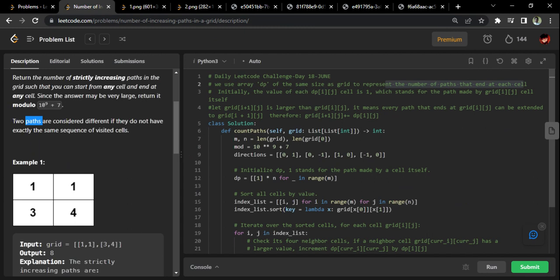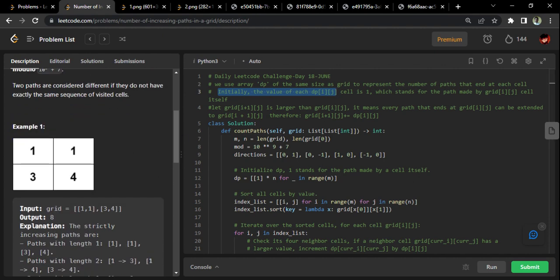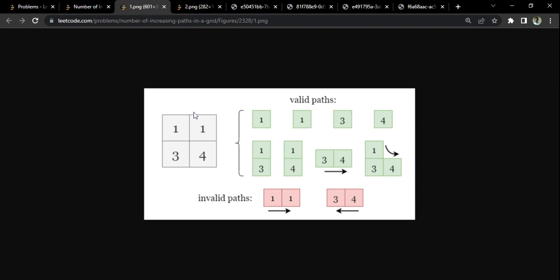So initially the value of each dp of i comma j, each element in this dp array, will be 1. Why? Because each element in itself is a path. That's why its value will start from 1. It stands for the path made by the grid of i comma j cell itself. I will just show you how it works. Here we are discussing some of the valid paths. For example, 1 comma 1 is not a valid path. Similarly, 4 comma 3 is not a valid path, because the values should increase when we move from one element to the next.